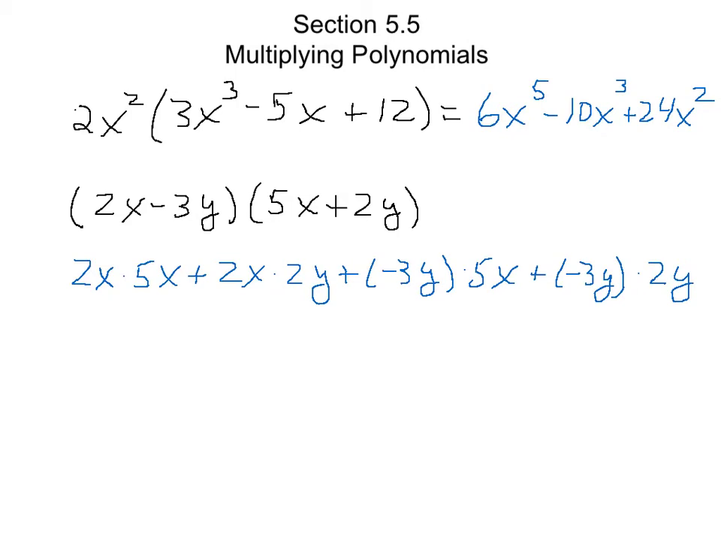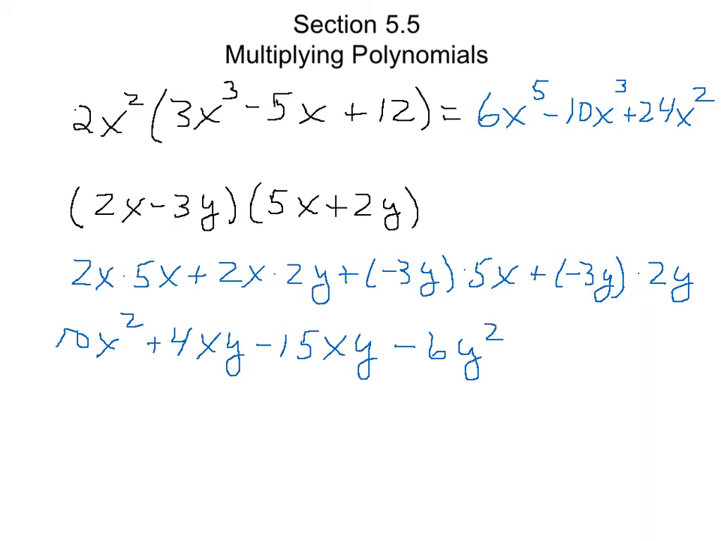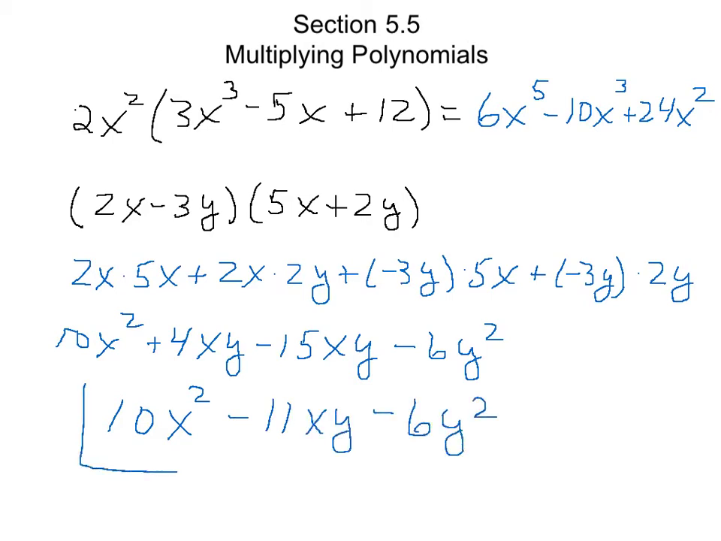So now I multiply things out, and I get 10x squared plus 4xy minus 15xy. Notice I always write those alphabetically. Minus 6y squared. Add the like terms: 10x squared minus 11xy minus 6y squared. And there you go.